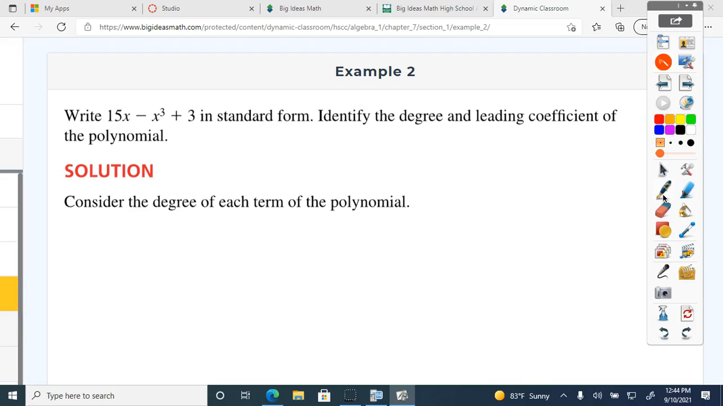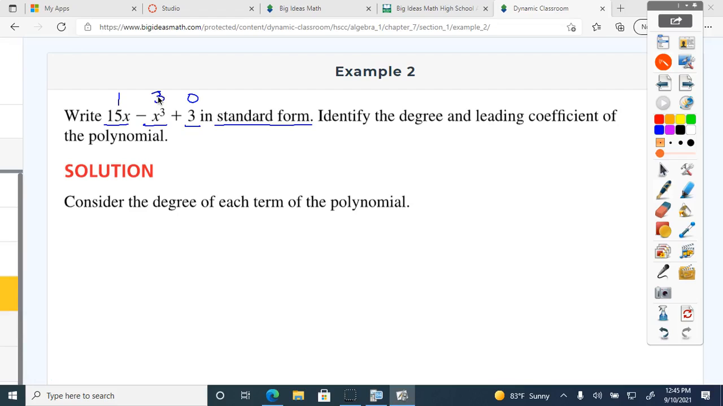So, standard form. All that means is you write whatever the polynomial is in order from highest degree to lowest degree. Okay? So, what is the highest degree? What is the degree of this monomial? This one has 1. This one's 3. And what's that one? 0. So I'm going to put them in order of biggest degree to smallest degree.